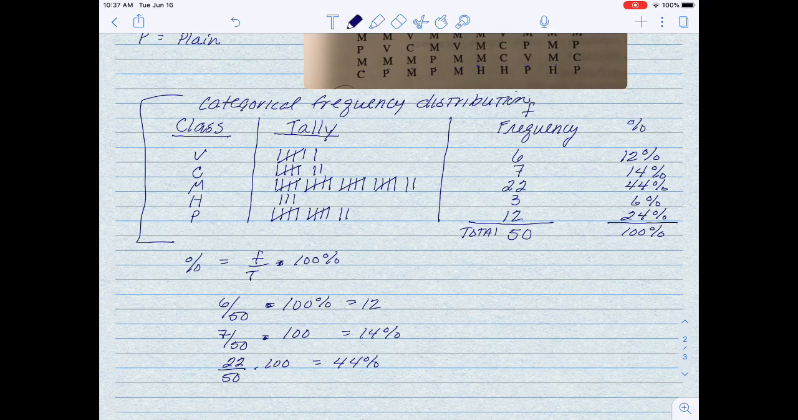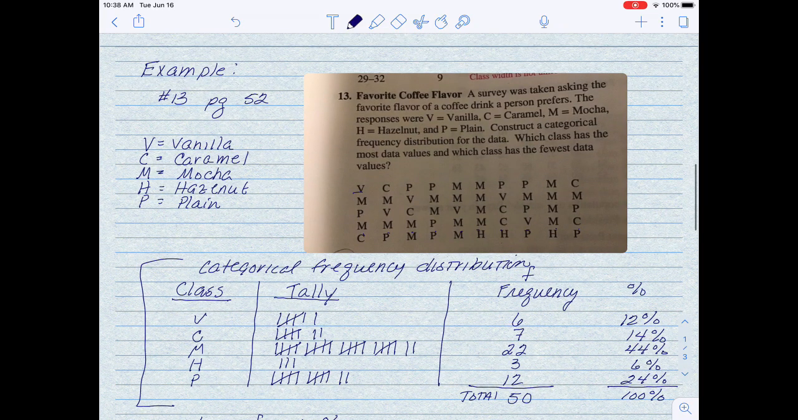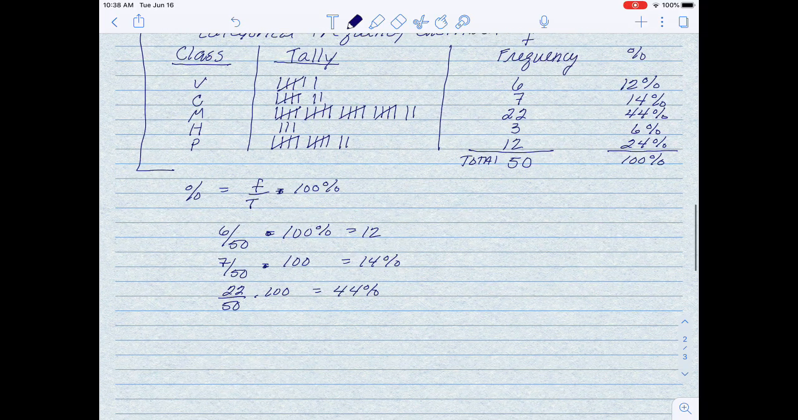Okay, and once we have the categorical frequency distribution, we're going to answer the question being asked. So let's go back up here and look, and it says, which class has the most data values and which class has the fewest data values? So if we look at this, the most data values is M, mocha. And the fewest data values is hazelnut.